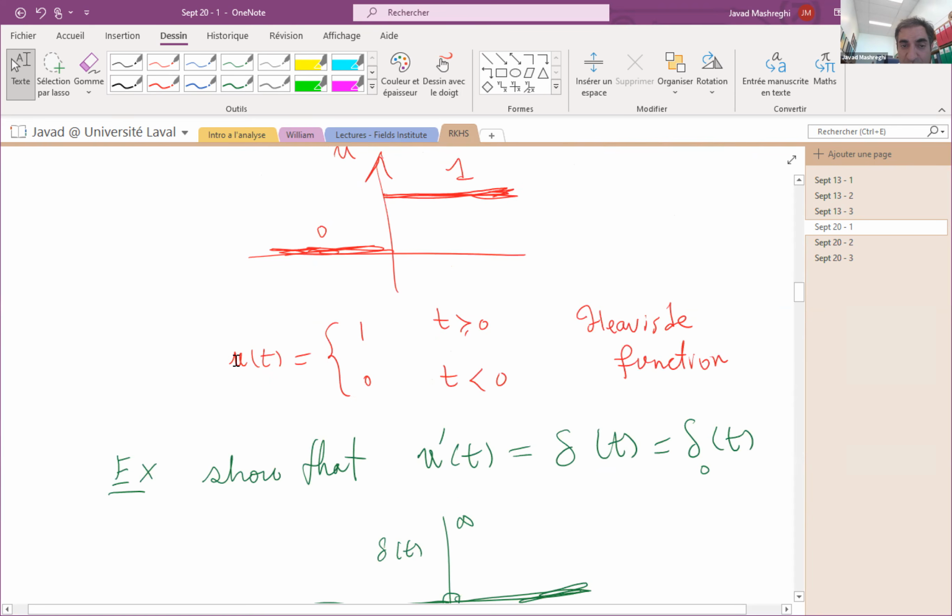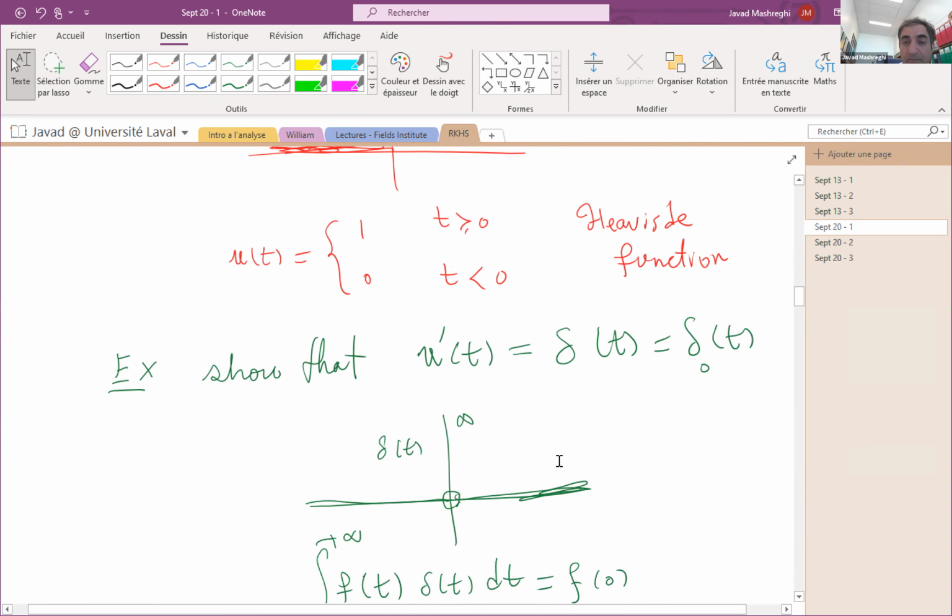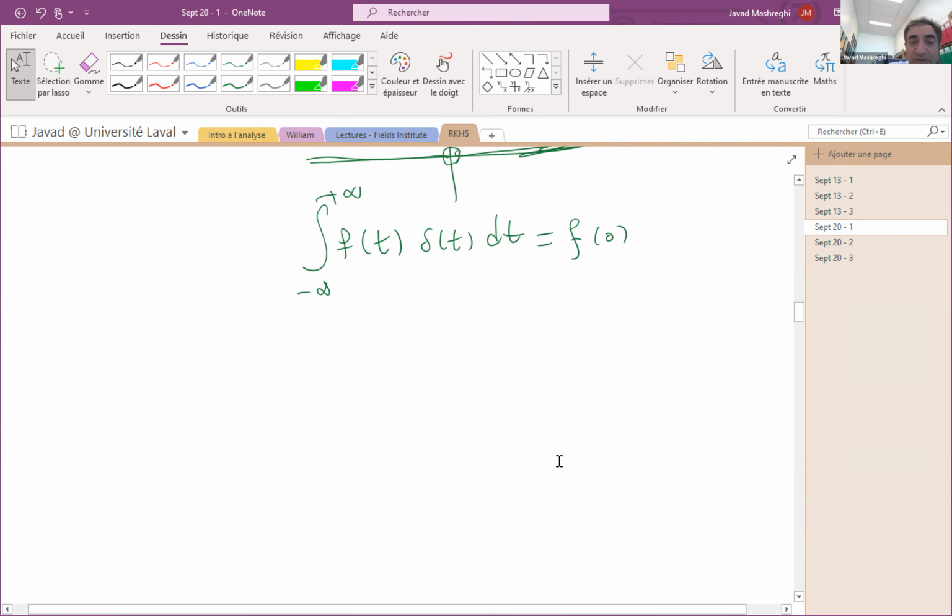So just show that u prime is equal to delta, and if you shift it by x, u_x is defined the same as u, that is u of t minus x, so it's the same step function, but the jump is at the point x.